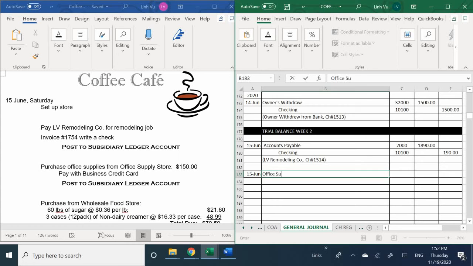And then below it will be our form of payment, which it said that we paid for it with the Visa, the business credit card. Perfect. So it would be Visa payable. Good. And I will look up that number in just one second for you, because I don't have it memorized. It is 22,000. Okay. So we will have 150 on the debit side and then 150 on the credit side.